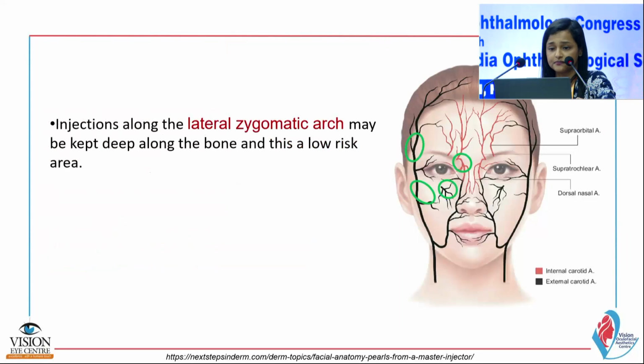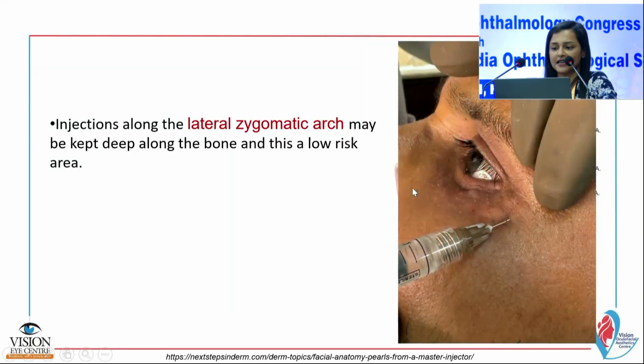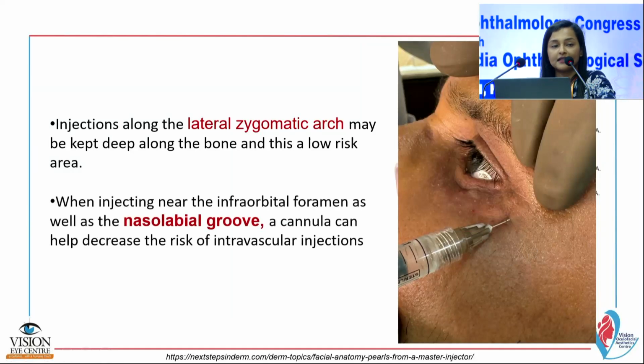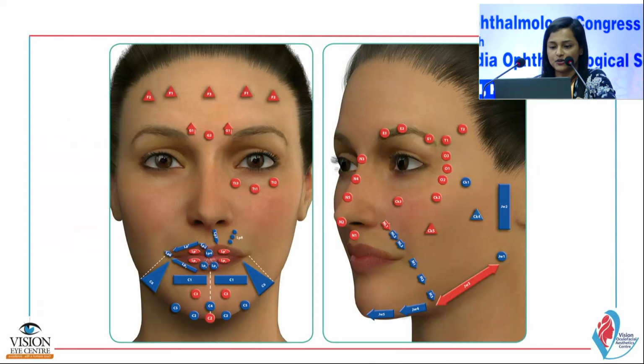However, if you are injecting deep and just over the periosteum, you can even inject with a syringe with a needle. Now again, along the lateral zygomatic arch, you need to keep it along the bone, but this is a low risk area, so you don't have to be too worried about this. You can inject deep in this area as well. And the other danger area is the nasolabial groove. So again, you can use a cannula in this area, because the cannula is blunt and would help prevent an intravascular injection.